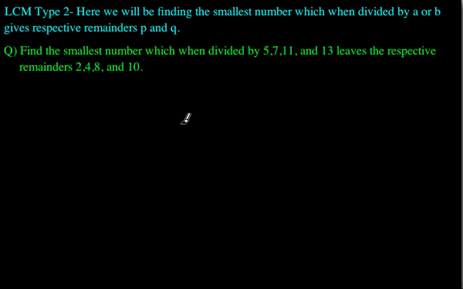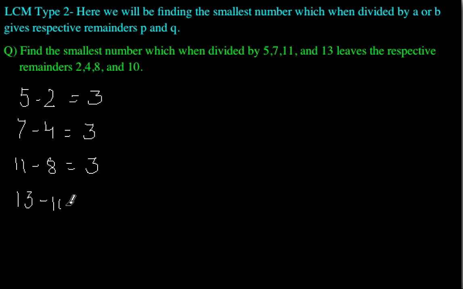But now in this case we can notice one important thing. If we subtract the remainder from the number, so for the first case 5 minus 2, this is the number which when we are dividing by 5 we get the remainder 2. The difference of these two is 3. Similarly 7 minus 4 is also 3 and 11 minus 8 is also 3. Finally 13 minus 10 is also 3. So we see that there is this particular pattern which we can take advantage of.